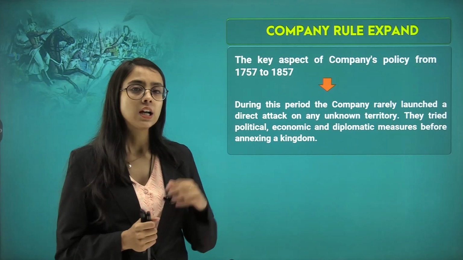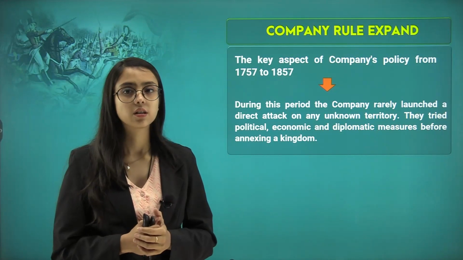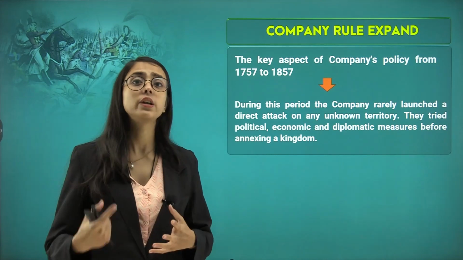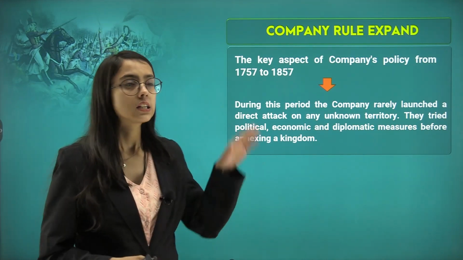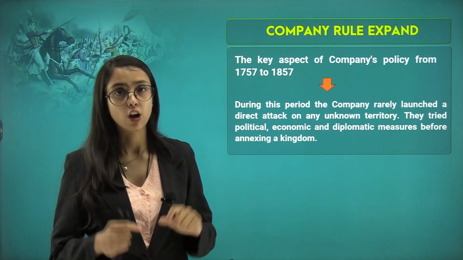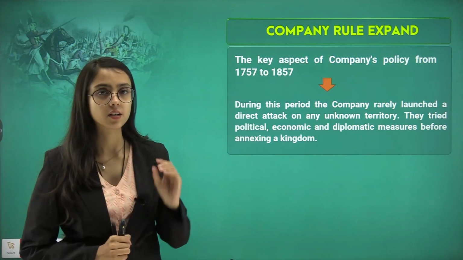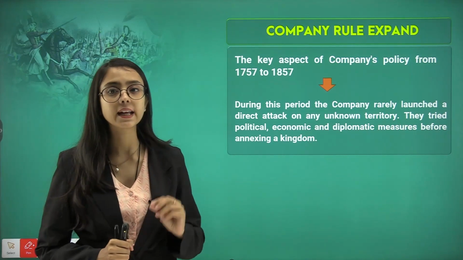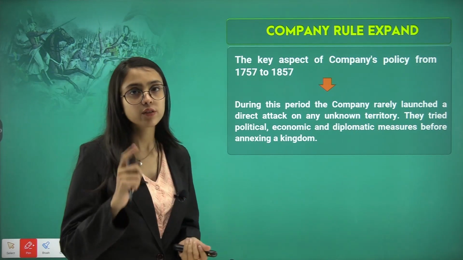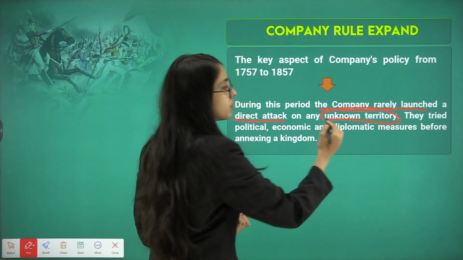So earlier, as we saw, the East India Company was only located in Bengal and some villages around it. Then how did it spread to other parts of the country and start to rule India as a sole power? So, the key aspect of the company's policy from 1757 to 1857, for the span of 100 years, was that during this period the company rarely launched a direct attack on an unknown territory where it did not rule earlier. One of the biggest things was it never launched a direct attack on any unknown territory.